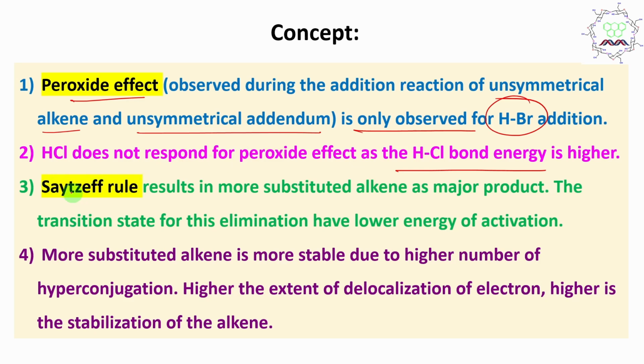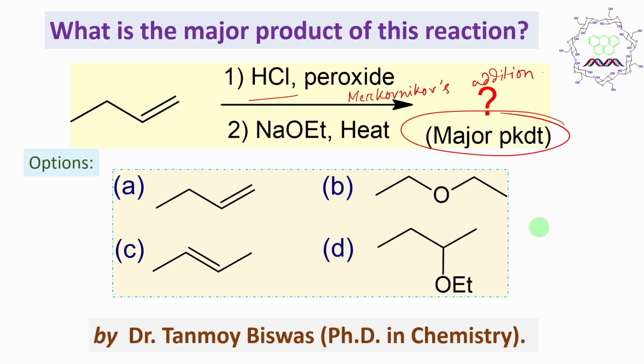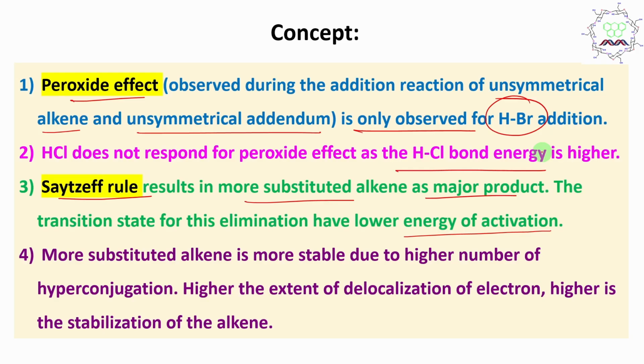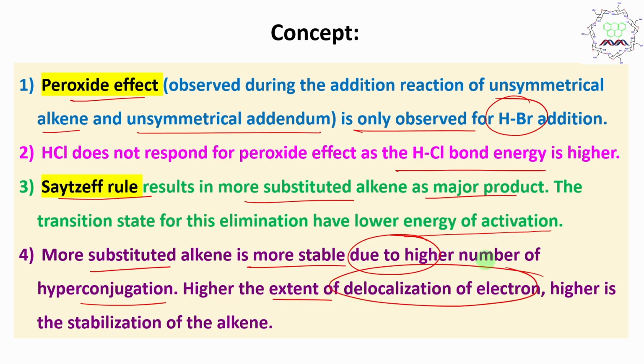It follows Saytzeff rule. So, Saytzeff rule results in the more substituted alkene as major product, and look at the question, they have asked for the major product. The transition state for this elimination has lower energy of activation. Now, when some process has lower energy of activation, the rate of that reaction increases and eventually it results in the major product. Here the more substituted alkene is more stable because of a higher number of hyperconjugation structures. This higher number of hyperconjugation results in a larger extent of delocalization of electrons, and the higher the delocalization of electrons, obviously the higher will be the stabilization. So this is the overall concept for this problem.